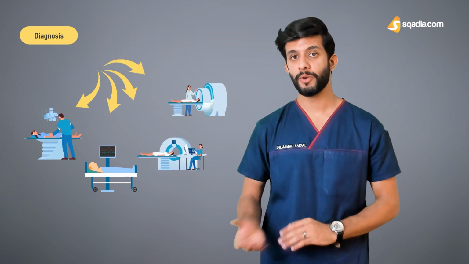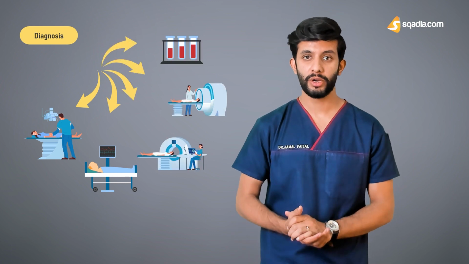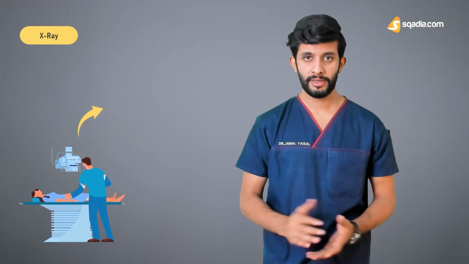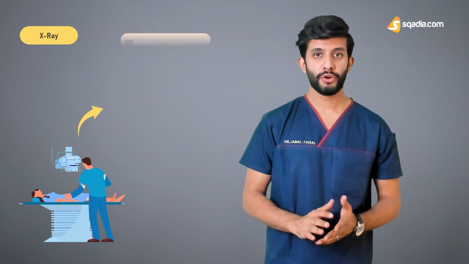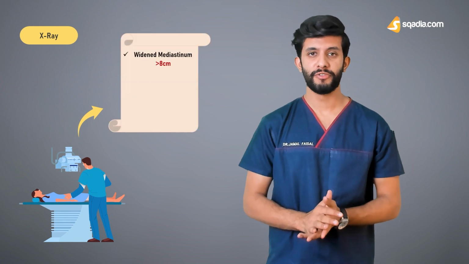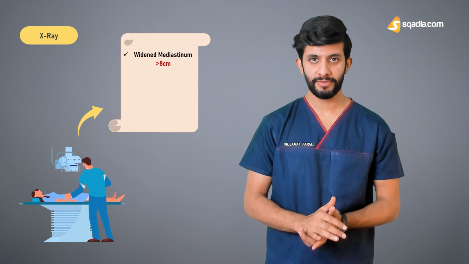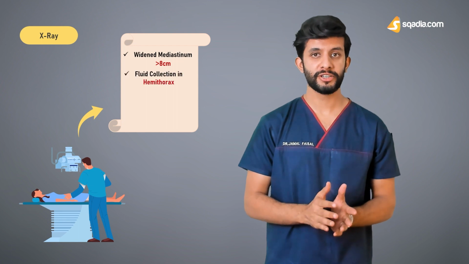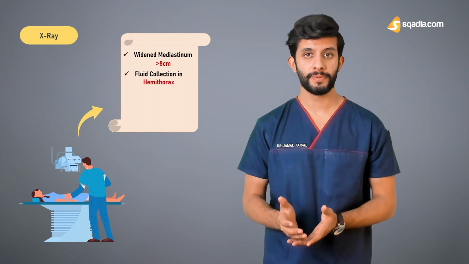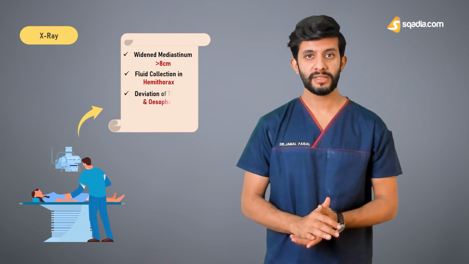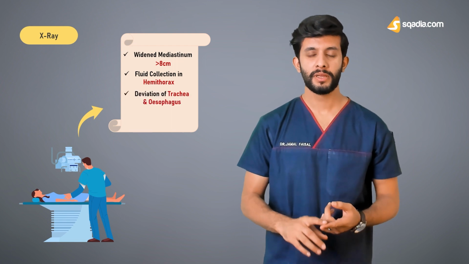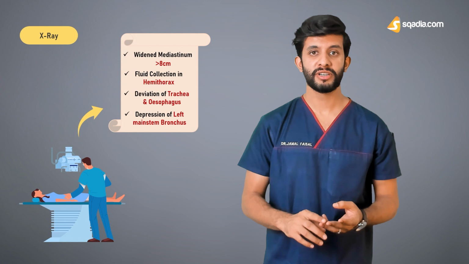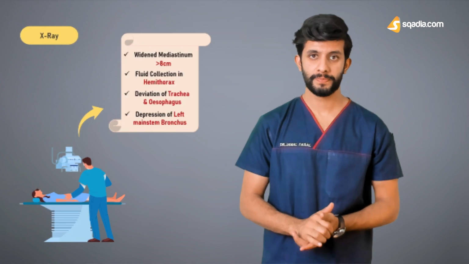And so they can consist of X-rays, ECGs, CT scans, MRIs, and also standard blood work and lab tests. So let's talk about the X-rays. The X-ray may show a widened mediastinum of more than 8 centimeters to be specific, or it could show a fluid collection in the hemithorax due to rupture. We might also see signs of deviation of the trachea, the esophagus, and depression of the left mainstem bronchus.